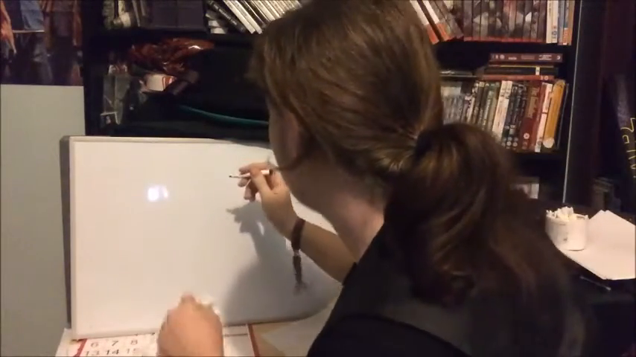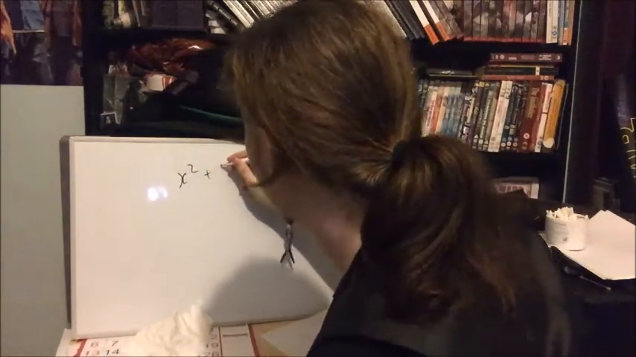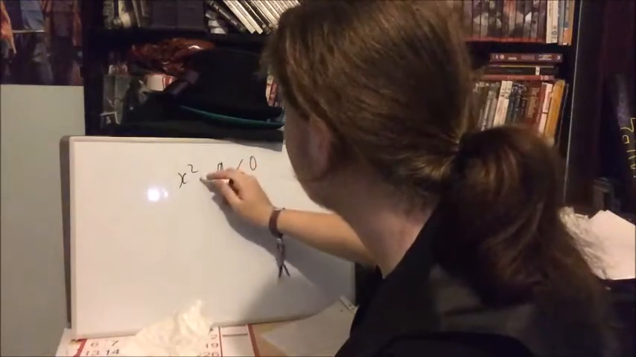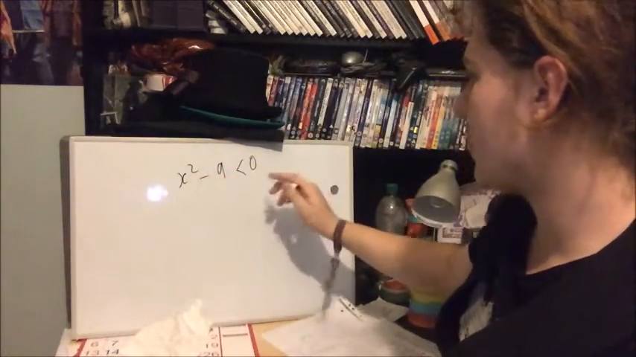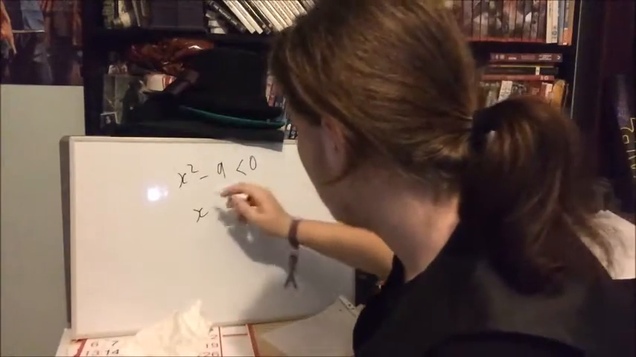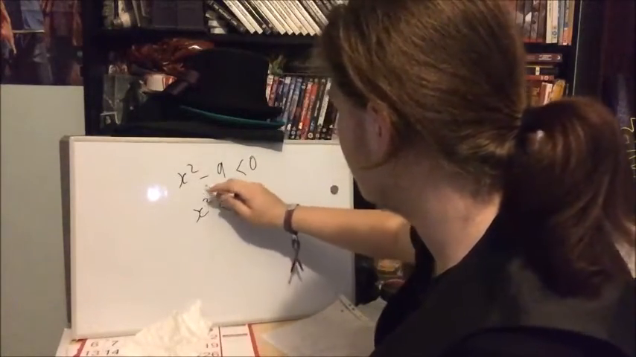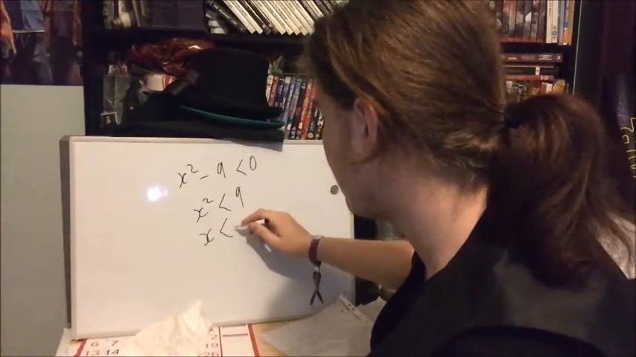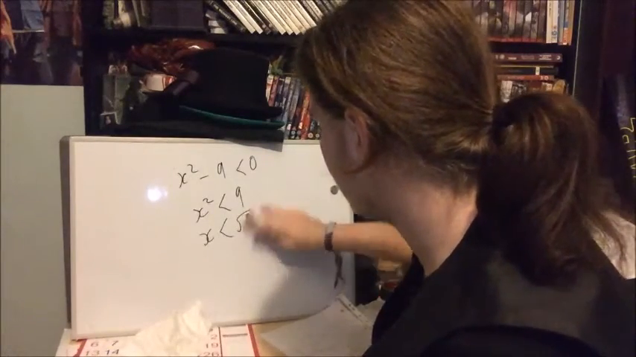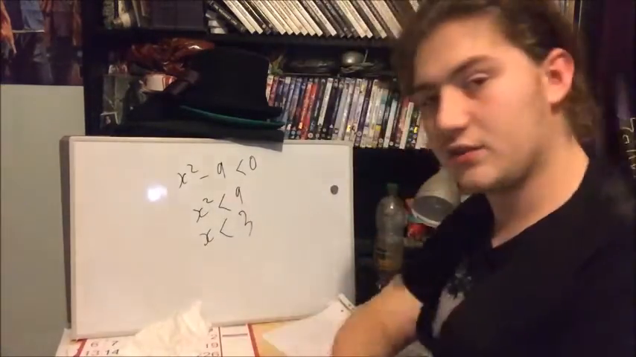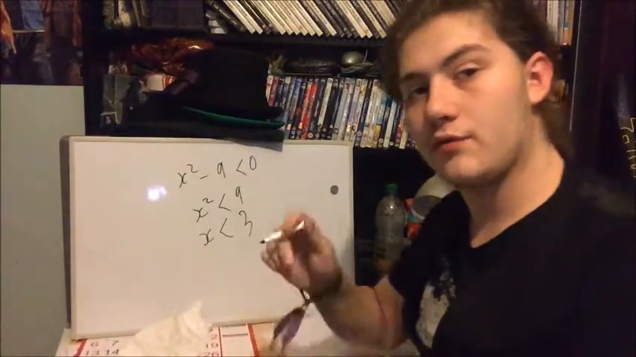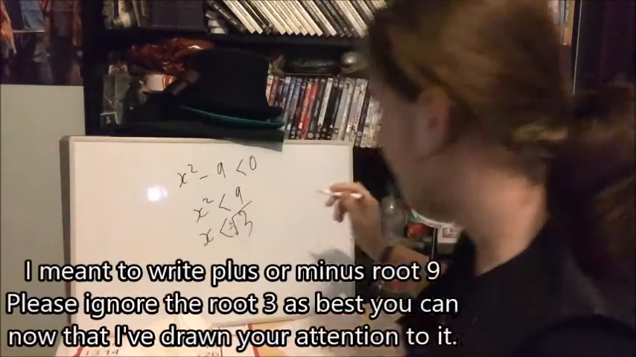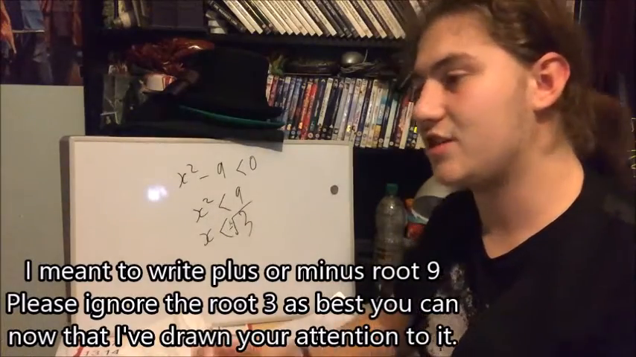But I'll have you know that with squares, it's like this. If x squared minus 9 is less than 0, you say x squared is less than 9. Well, x is not just going to be less than root 9, which is 3. It doesn't work like that, because root 9 can be plus or minus. And you can't just write plus or minus, because plus 3 and minus 3 are two different numbers.